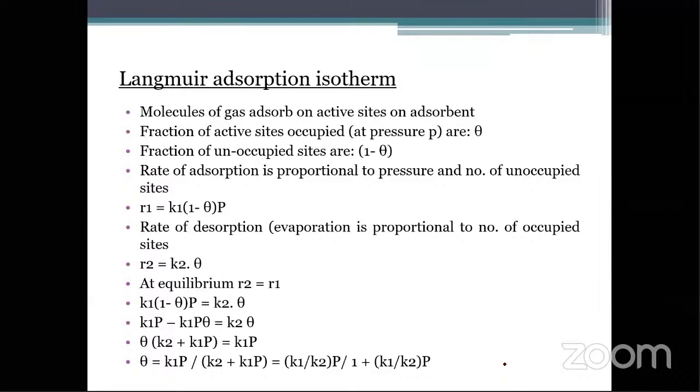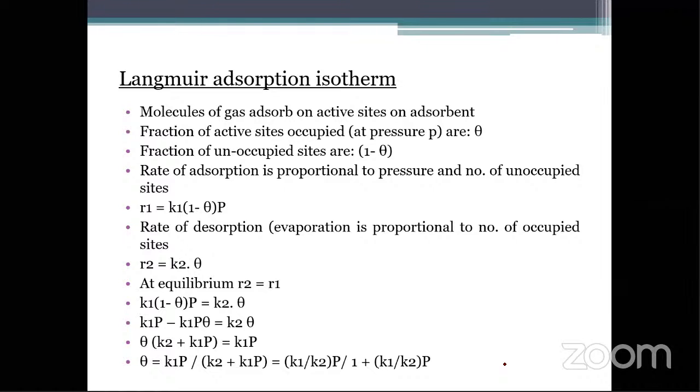Do you remember? It was done the other day, still I am repeating because it's very much important. Okay? So the fraction of sites occupied, for example, is theta. So the fraction of sites unoccupied will be 1 minus theta. So the rate of adsorption is proportional to the number of unoccupied sites. So if the rate of adsorption is R1, we can write R1 is equal to K1 into 1 minus theta into P, and if the rate of desorption, that means evaporation, is R2, then R2 is equal to K2 into theta.